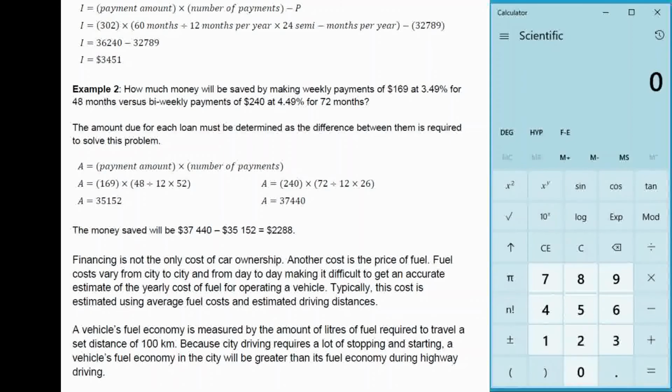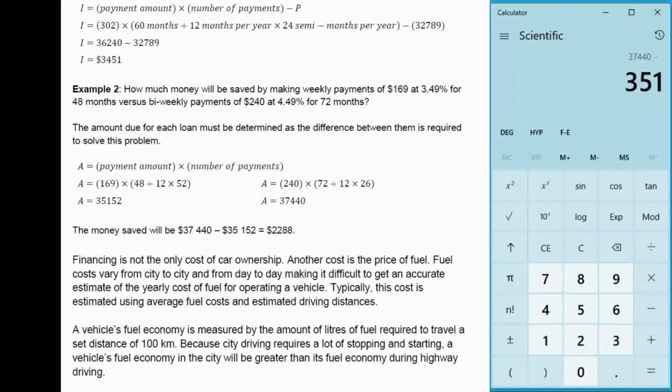The first one, $169 for 48 months, and we have to turn that months into years and then multiply by 52 weeks per year. This is how much money we would end up spending, $35,152. Or we can pay the $240 every 2 weeks for 72 months. So 72 divided by 12 times 26. We can pay this option instead, $37,440 if we go with the bi-weekly option.